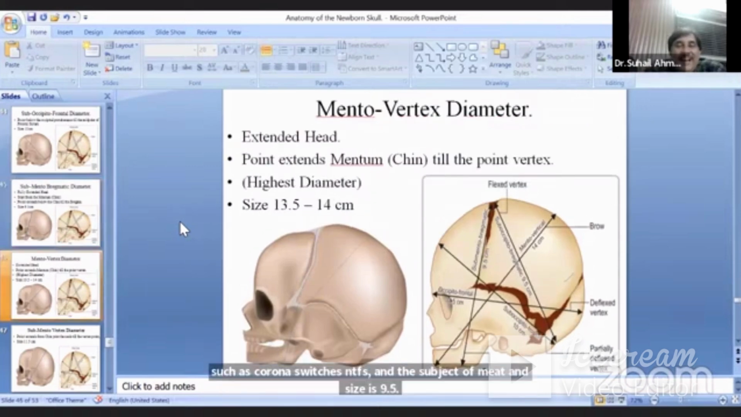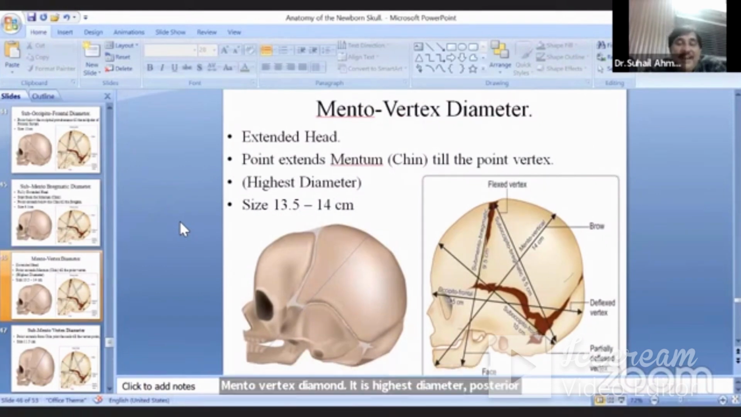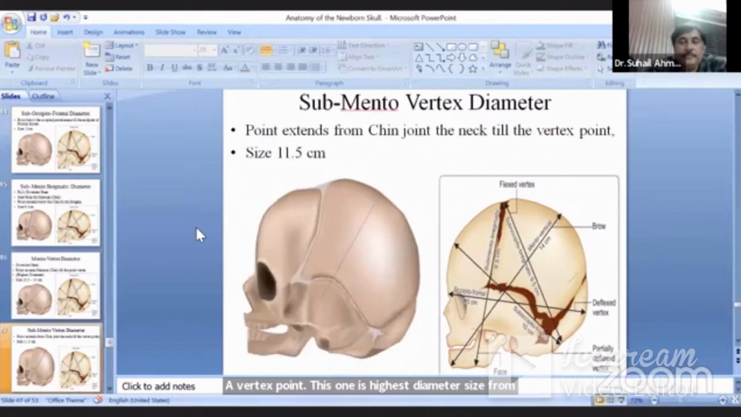Mentovertex diameter. It is the highest diameter of the anteroposterior diameters, in which the head is completely extended. The point extends from the mentum of the chin till the vertex. As the picture shows, it runs from the mentum of the chin to the vertex point. This one is the highest diameter, with a size from 13.5 to 14 centimeters.